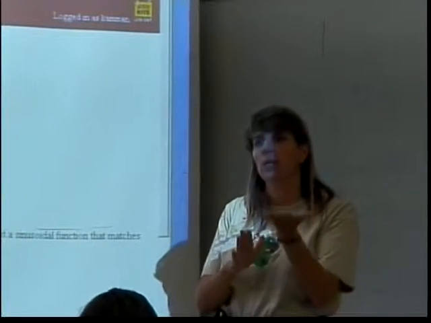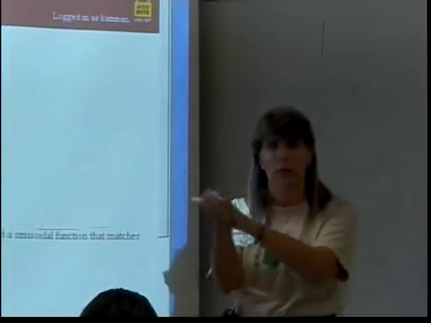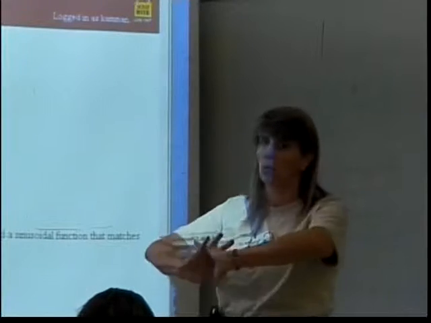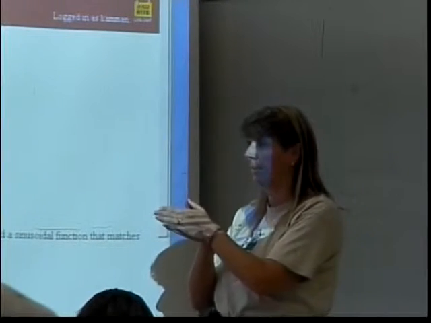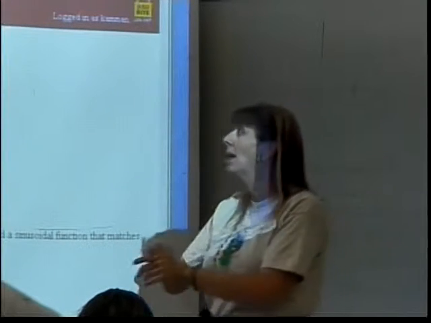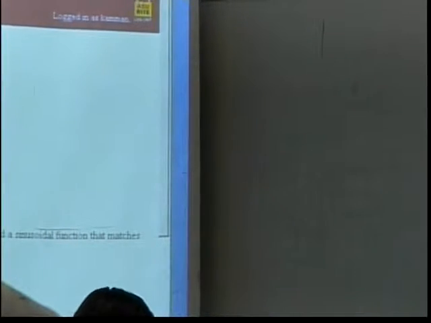Now it tells me it needs to be sinusoidal. That means it's either going to be a sine or a cosine. Which one would be easier for this one and why? Cosine. Why? Because it doesn't go through 0, 0. That's right. It doesn't go through 0, 0, so sine is not an easy one. Sine would require a phase shift.